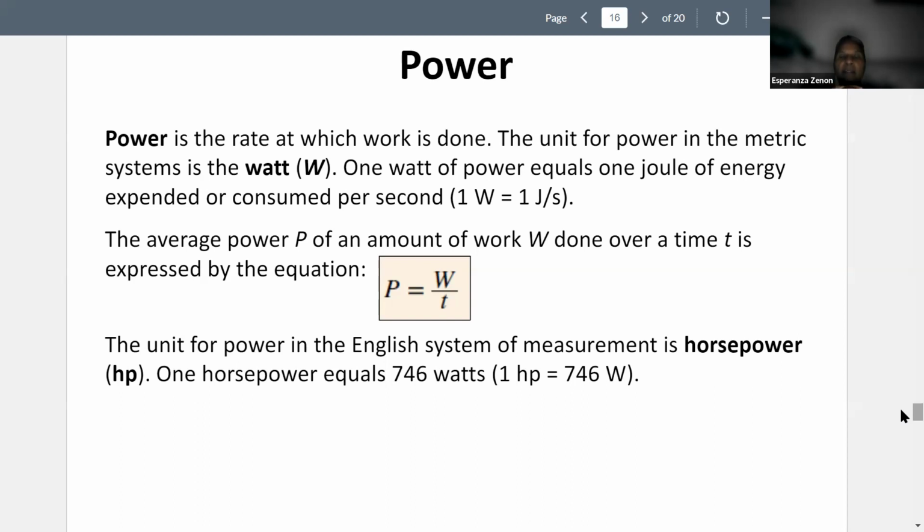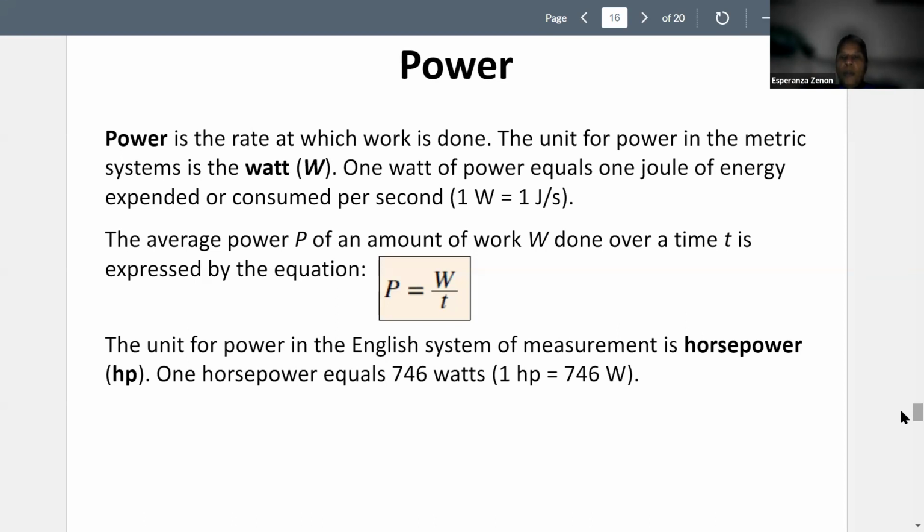In the English system, this might be a unit that you've heard or have some familiarity with: horsepower. A lot of times they measure muscle cars in terms of their power rating, the horsepower, or like a Hemi engine. We'll talk about horsepower. 1 horsepower is equal to 746 watts. That's your conversion factor.